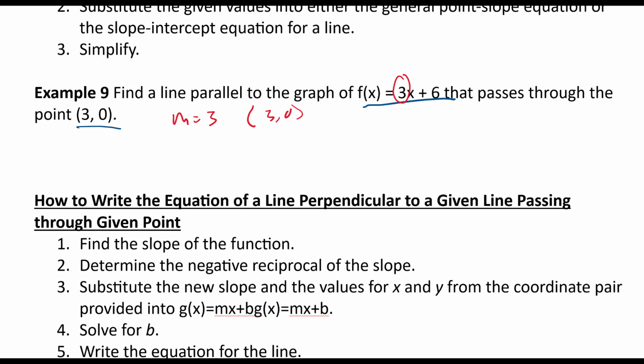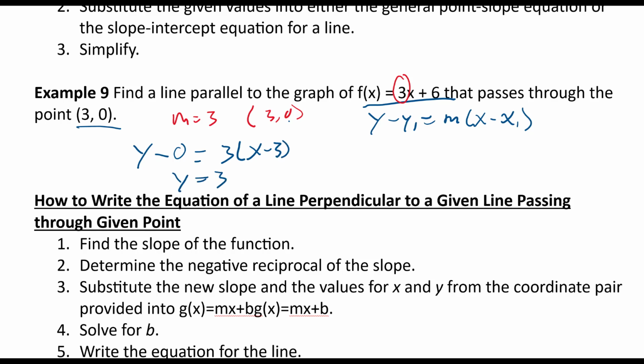So we have y minus y1 equals m times x minus x1. That's the point slope formula. So y minus 0, the y1 is 0, equals 3 times x minus 3. So y equals 3x minus 9. That's it. That's kind of fun.